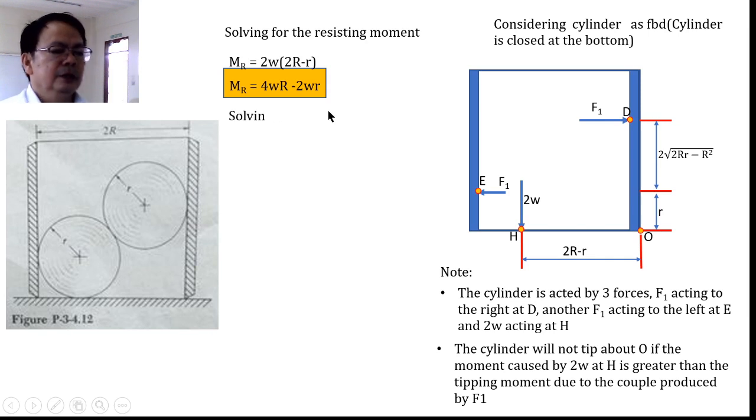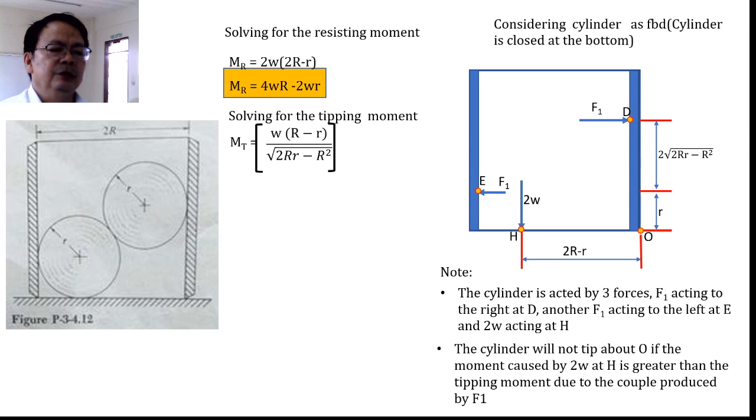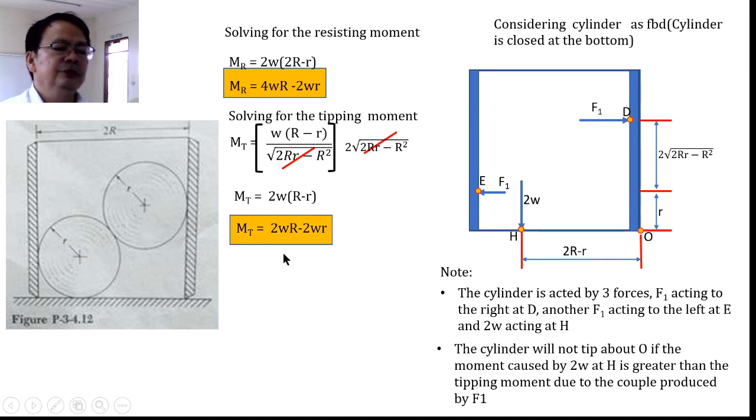And what about the tipping moment? Kanina naipakita natin yung tipping moment, diba? That is equal to W times R minus r times the square root of 2Rr minus r square, multiplied by the moment arm or the distance between the F's, and that is 2R. Again, these two will cancel. At ang matitira lamang dito ay tipping moment is equal to 2W times R minus r. Diba? Or if we will be distributing 2W, then that becomes 2WR minus 2Wr.